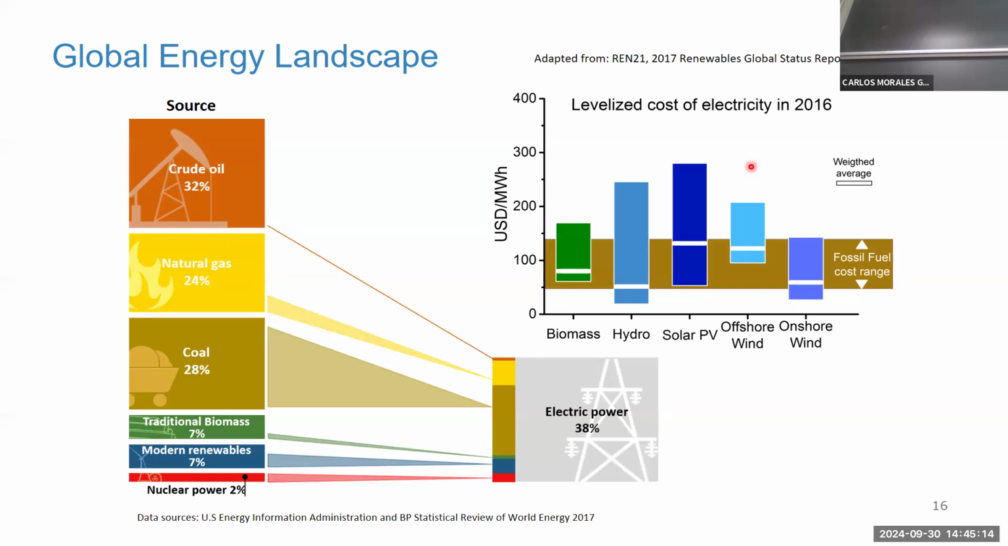And so you can imagine that maybe in a short period of time, you can actually replace the generation of electricity from coal purely with renewables, the same with natural gas. But renewables have a little bit of a challenge, right?